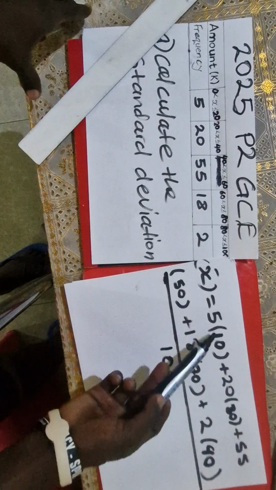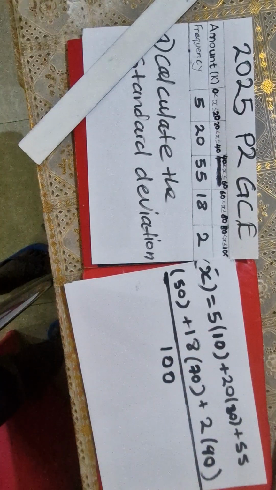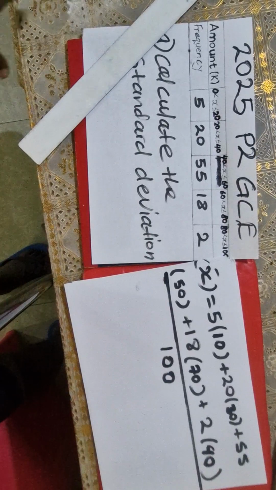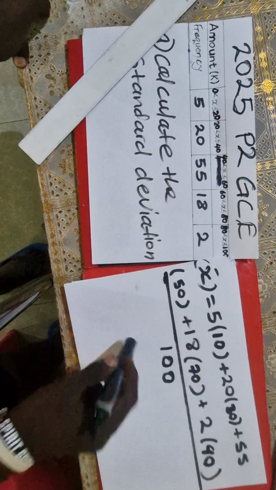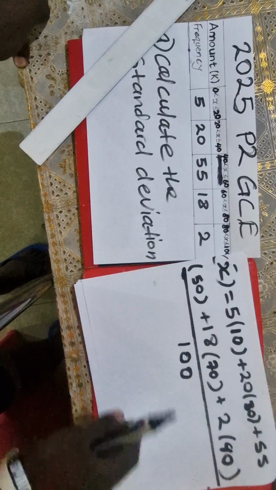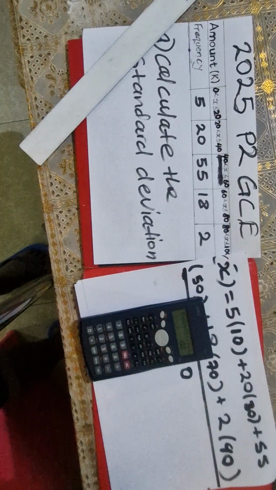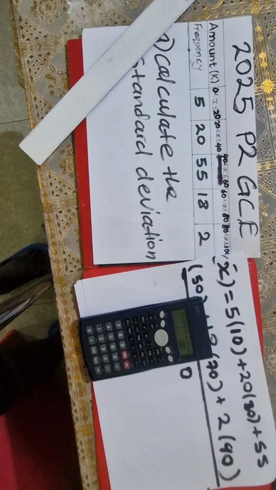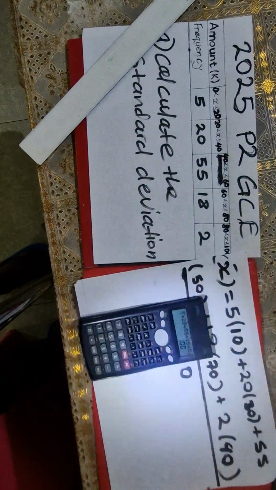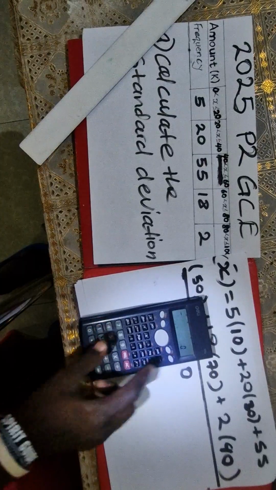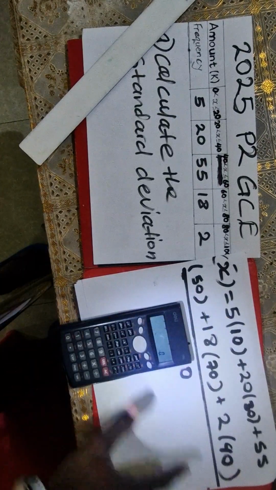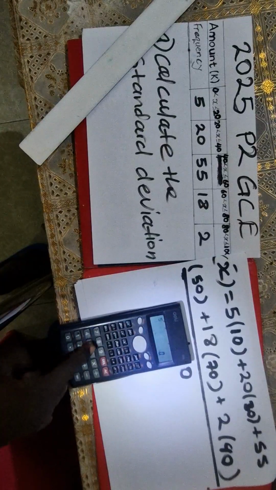We have to multiply and add these things together. My advice is, since you are in the exam room, punch all these numbers together on the calculator, so you add them all together.